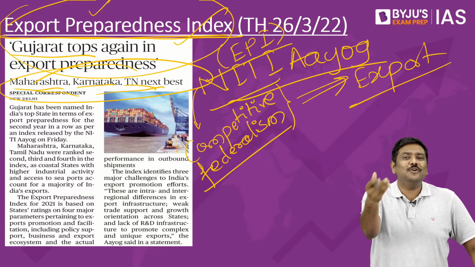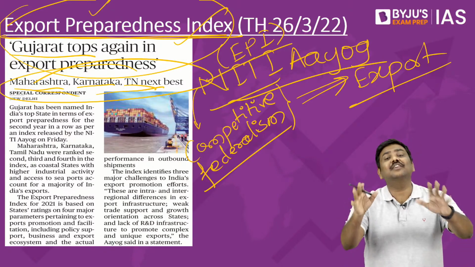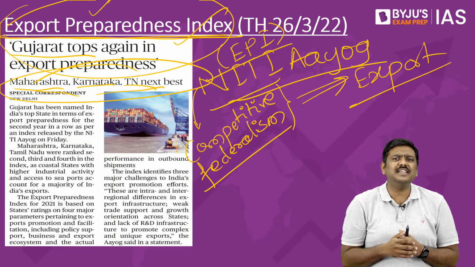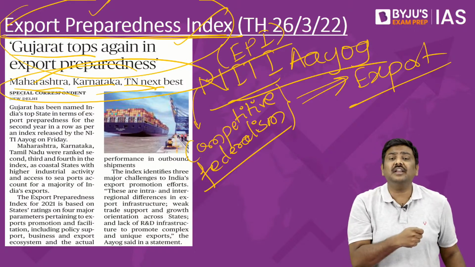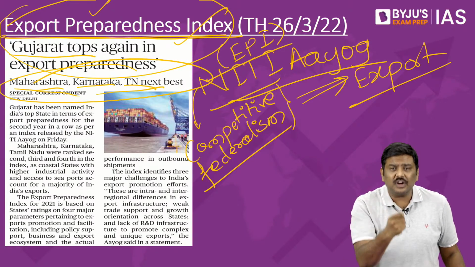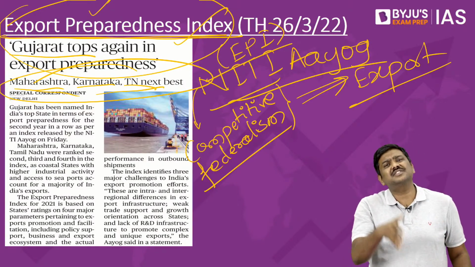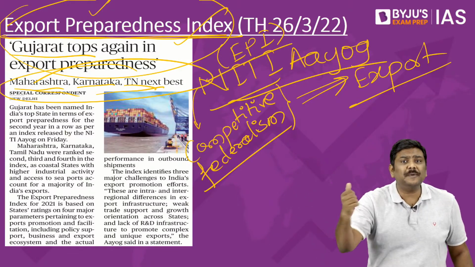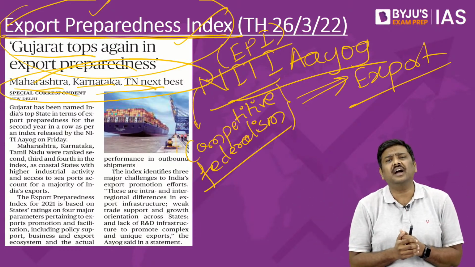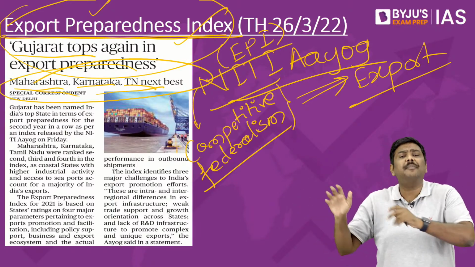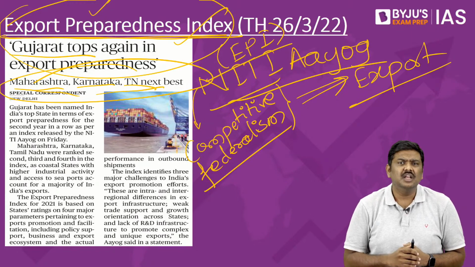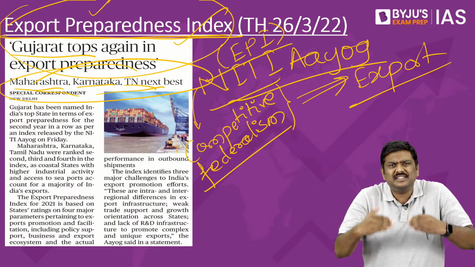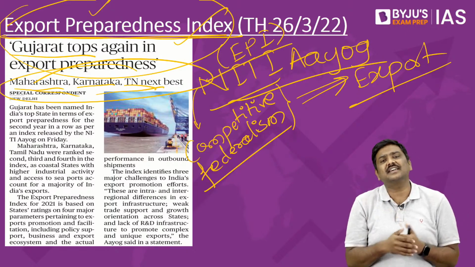Now, the UPSC might ask you, let's say in the interview, again, I don't expect this kind of question to be asked in prelims or mains, but in the interview, what if the interviewer asks you why these particular states are generally topping? Why not a state such as Uttar Pradesh, which is the most populous state in India? Why does it not top the export preparedness index? Why not another state, let's say Madhya Pradesh? Why does it not top the index as such?